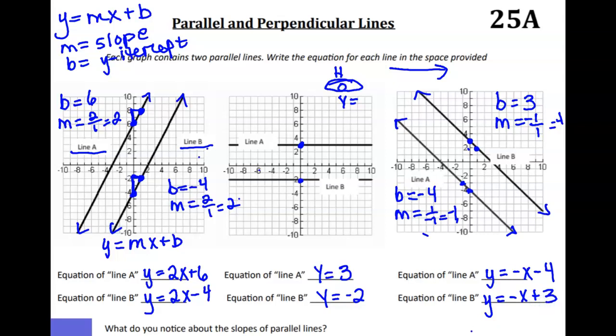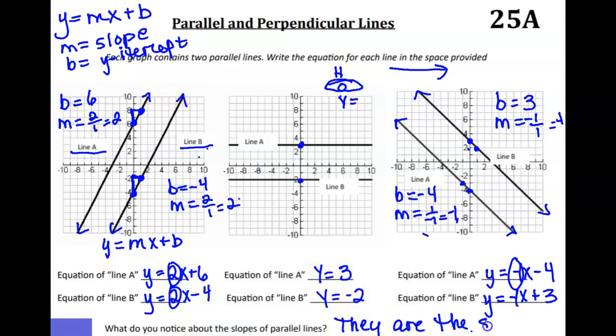In all three examples, if you notice the slope of all of these parallel lines, they're the same. We have 2 and 2. In the second example, they're both a slope of 0. And in the third example, they're both a slope of -1. So what do you notice about the slopes of parallel lines? They are the same.